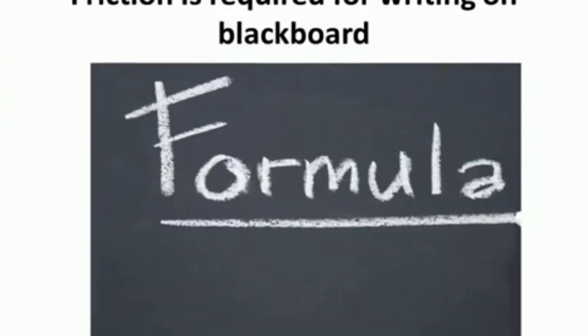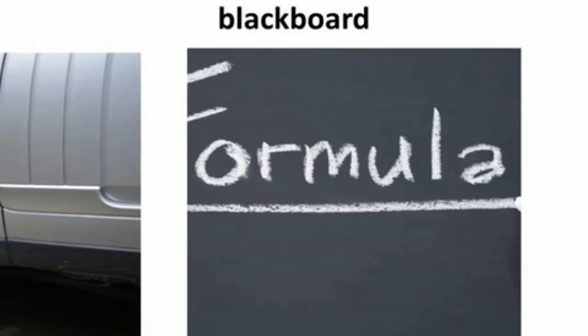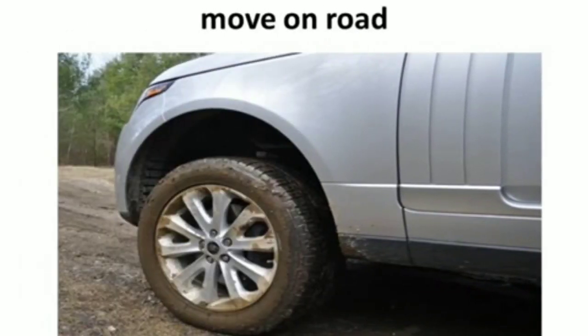You must have observed that you cannot write on smooth glass with chalk, but you can write on a rough blackboard with it. This is because the rough surface of the blackboard rubs off some chalk particles which stick to the board to create lines. Cars can also run on roads because of friction.